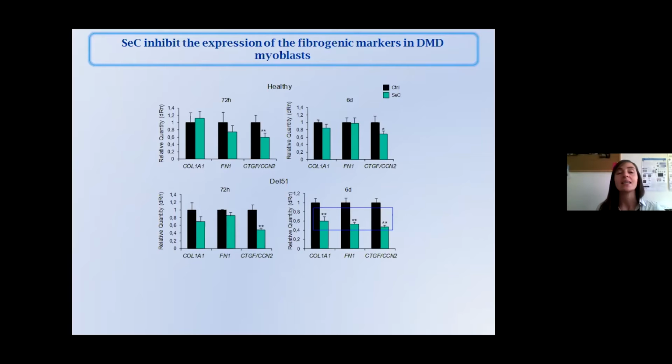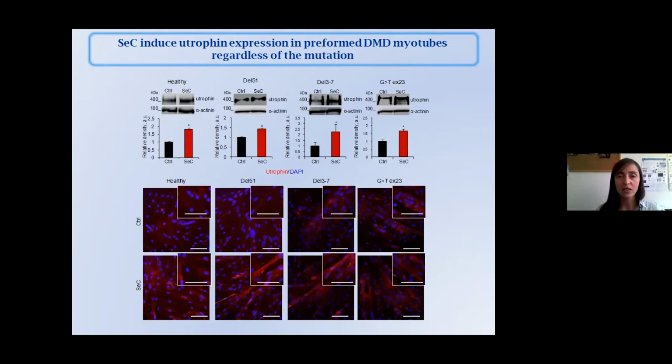Moreover, we analyzed the effects of Sertoli cells on preformed myotubes. And as we can see, on human healthy and dystrophic myotubes, Sertoli cells determine an upregulation of utrophin expression independently from the mutation, as we can see by Western blotting analysis and immunofluorescent staining.